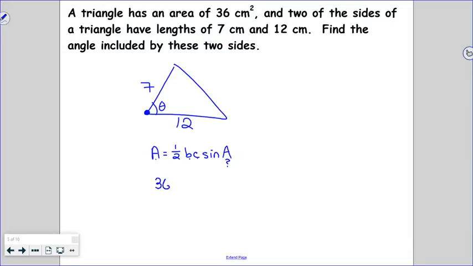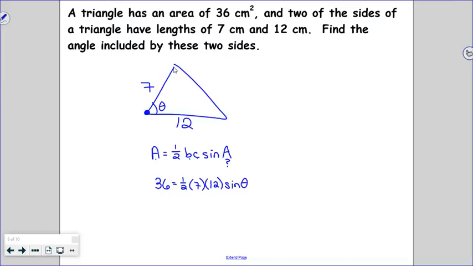So area of 36, our side lengths, again, order does not matter, are 7 and 12. I labeled our angle up there theta, so I'm just going to put it as theta in our equation. You can call it A, I don't care, as long as we get the right number at the end. Let's talk here. First of all, you have a calculator, please use it.